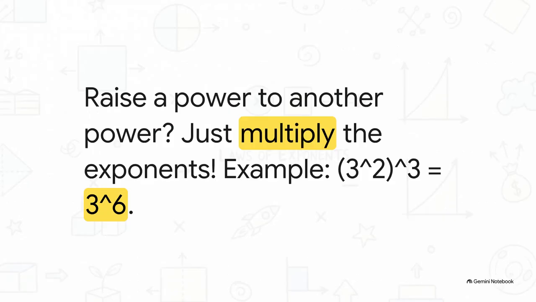Rule number 3 is power of a power. When you raise an exponent to another exponent, all you got to do is multiply them. If we have 3 squared and that whole thing is raised to the 3rd power, just keep the base of 3 and multiply the 2 and the 3. That beautifully simplifies to 3 to the 6th power.